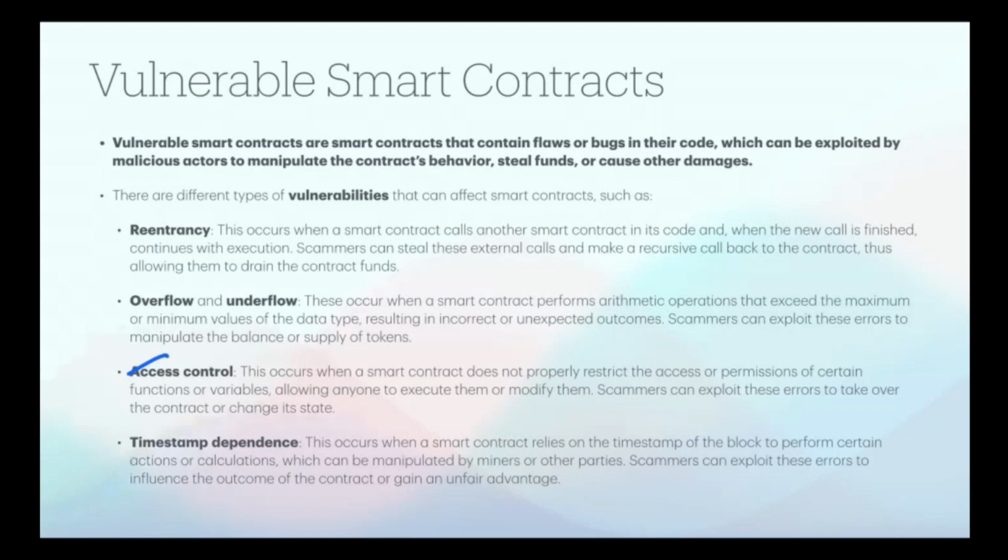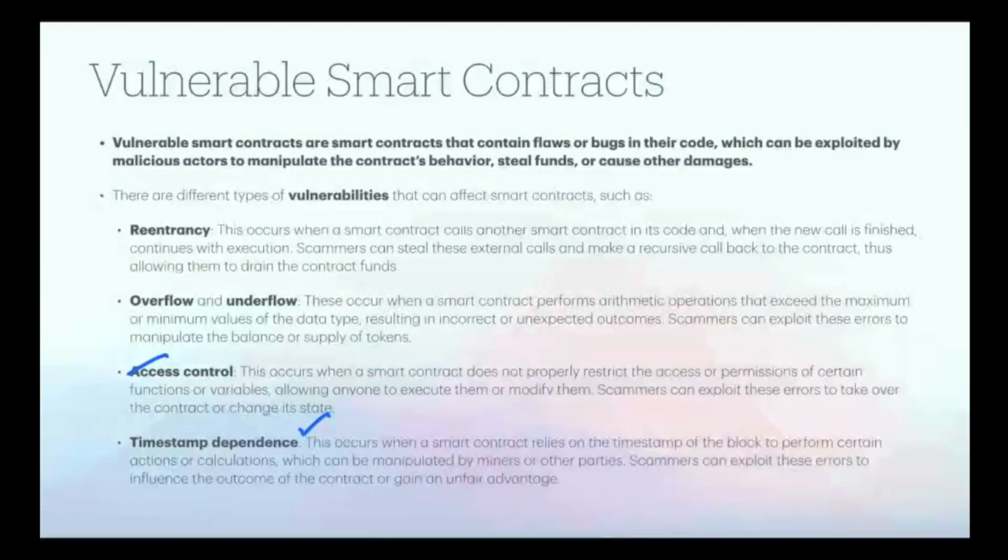Okay. So the third thing is timestamp dependence. This occurs when a smart contract relies on the timestamp of the block to perform certain actions or calculations, which can be manipulated by miners or other parties. Some scammers can exploit these errors to influence the outcome of the contract or gain an unfair advantage. So this is timestamp dependence.